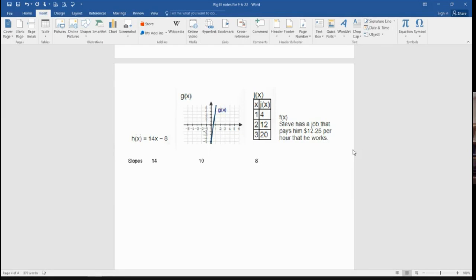8. Our last one just tells us about Steve. He's got a job that pays him $12.25 per hour that he works. How do we get our slope out of that?